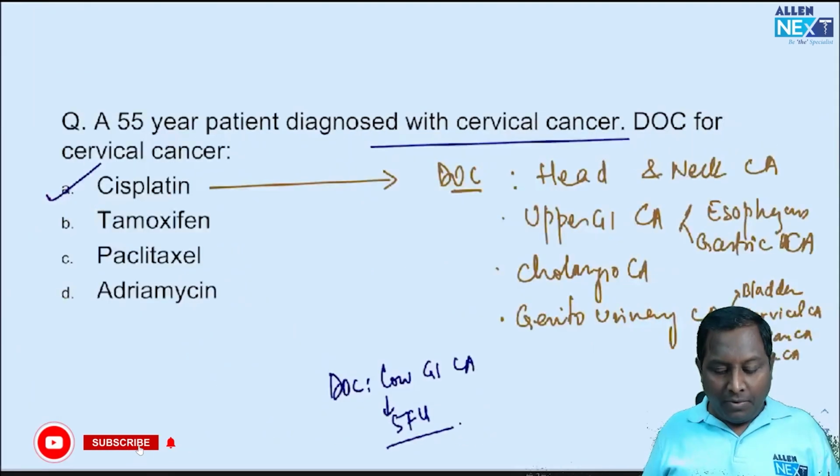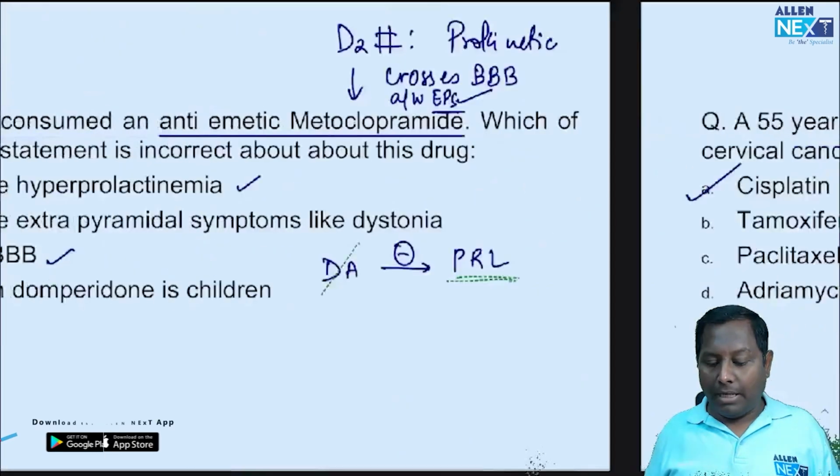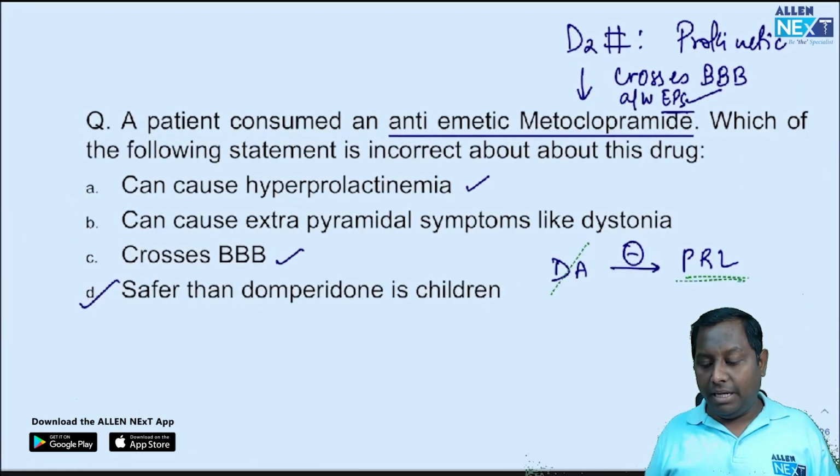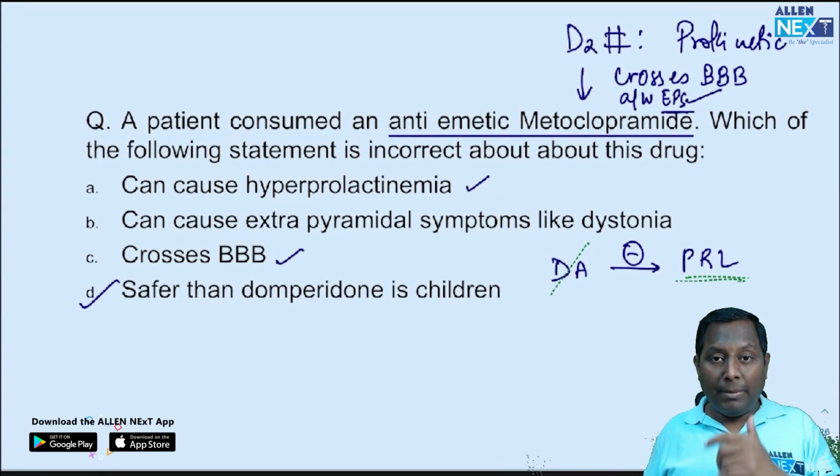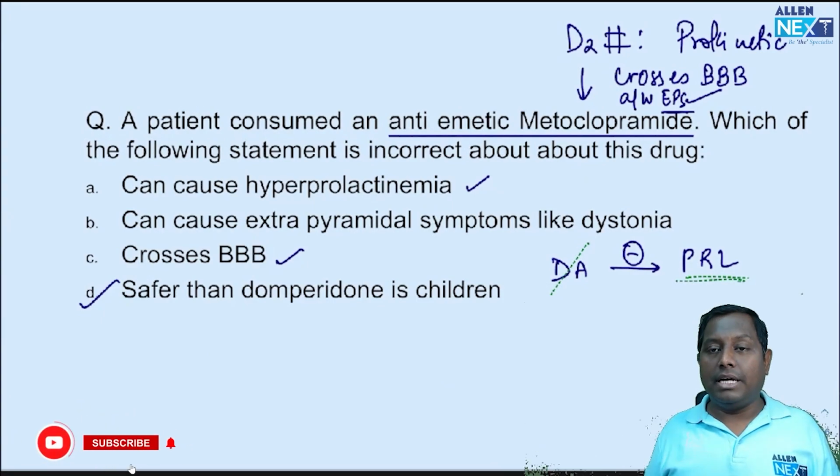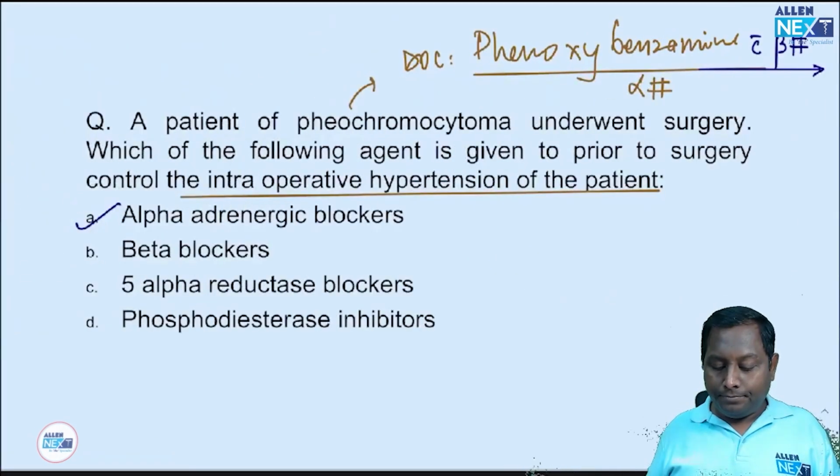ठीक है. 55-year-old patient diagnosed with cervical cancer, drug of choice cisplatin. Cisplatin will be the drug of choice in many cancer, as I mentioned there. And metoclopramide is unsafe. They will be causing extrapyramidal symptom. They are unsafe than domperidone.